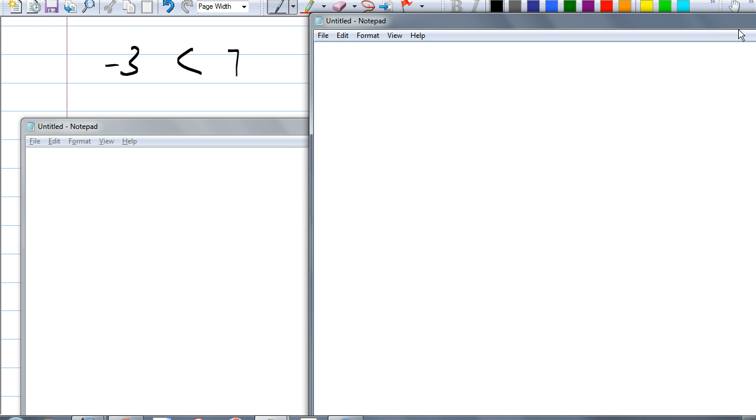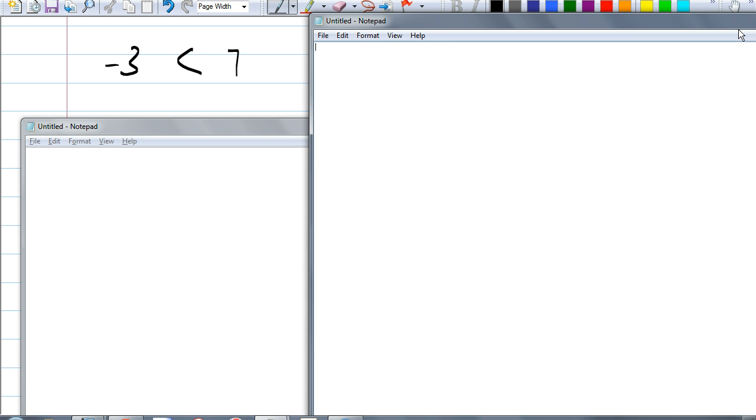Next, I'm going to switch gears a little bit. So we could compare numbers, right? By the way, what symbol am I using to compare these two numbers, -3 and 7? Yeah, less than. So what do we call these symbols? Less than, greater than, less than or equal to, greater than or equal to. Do you know what sort of symbol?